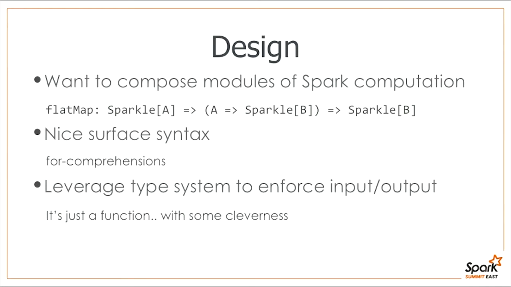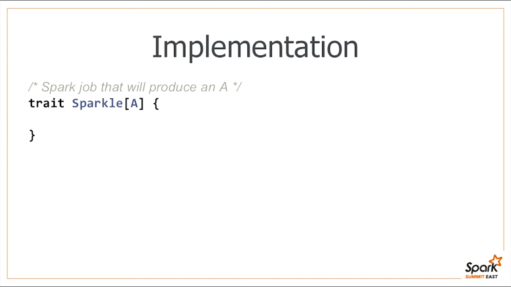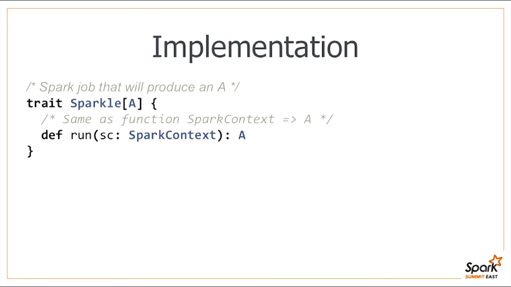And to leverage a type system, at the end of the day, the Sparkle is just a function with some sprinkles on top. So specific implementation, what is a Sparkle? A Sparkle is, like I said, a single logical unit of work in Spark that produces an output result of A. So trait Sparkle of type A. Every Sparkle has its base method. It's just a run method. It's a very simple function that takes a Spark context, does its work, and spits out output of type A.